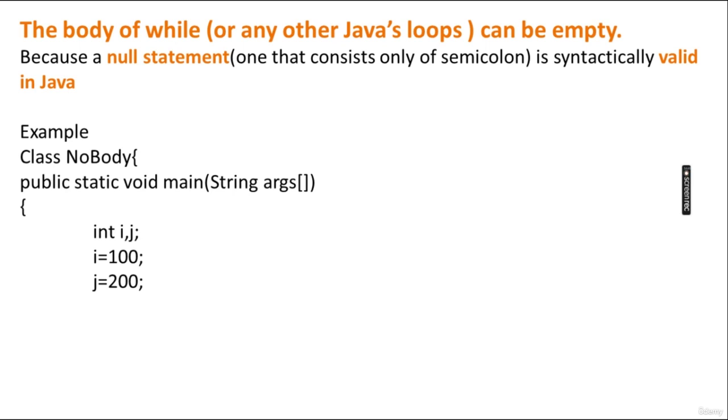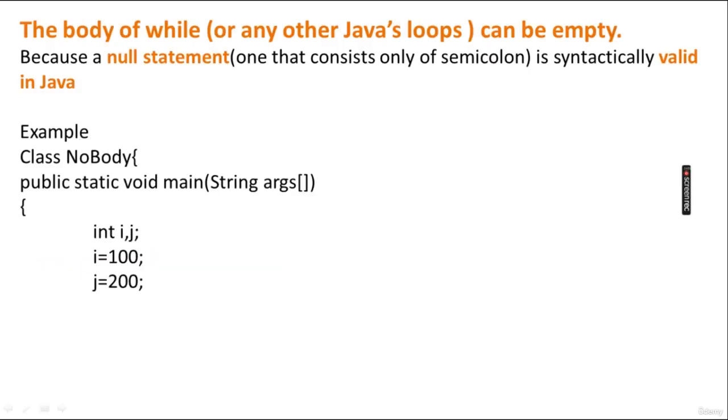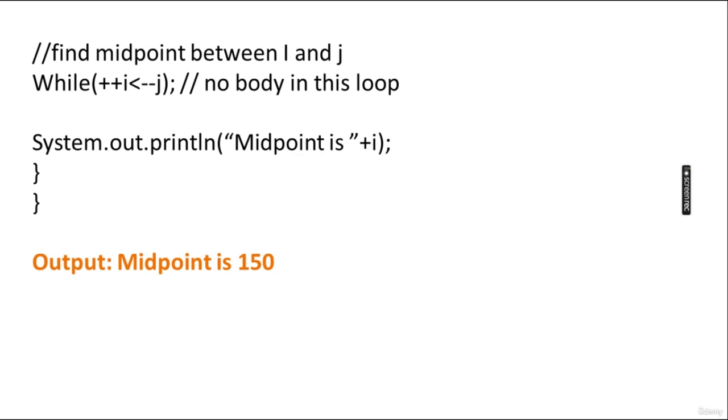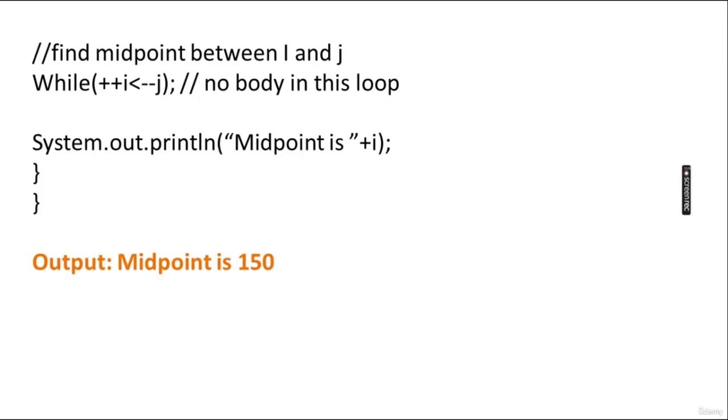Class NoBody, integer i is equal to 100, j is equal to 200. Find the midpoint between i and j. While plus plus i is less than minus minus j. So what is plus plus i? First of all, 100 will be incremented and then the value assigned to i. So 101 is less than 199. Yes, the condition is true, so you will do nothing.